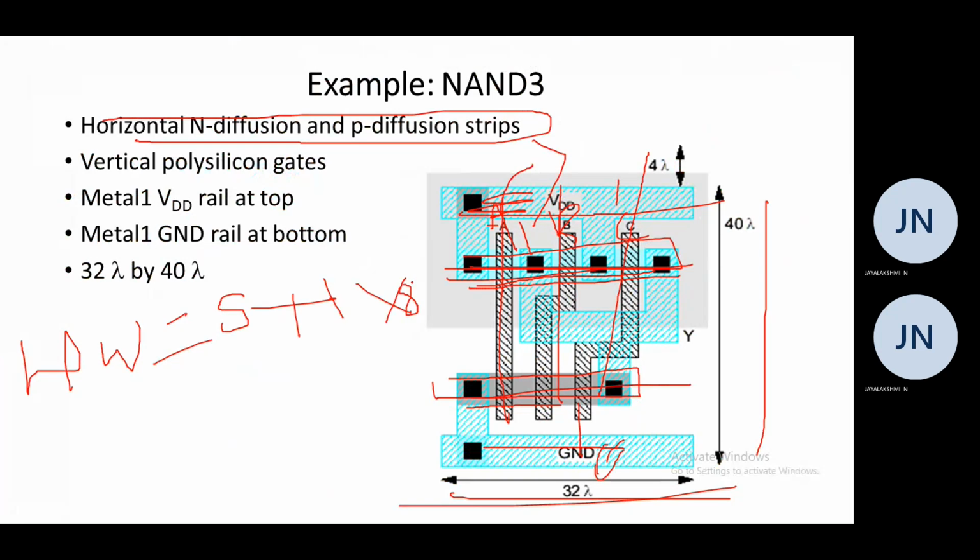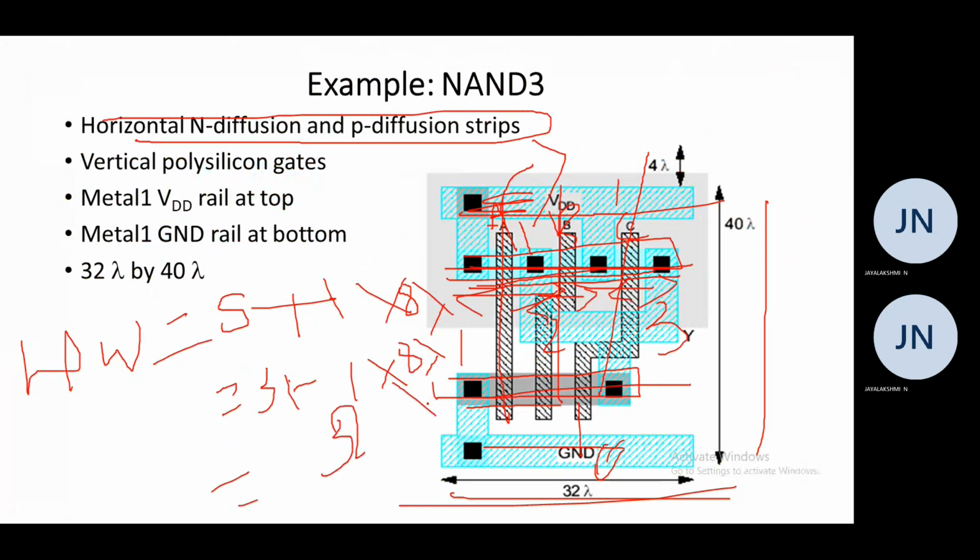So here, from one contact to this contact, one spacing. From this contact to this contact, second spacing. And from this contact to this contact, third spacing. So how many spacings are there? 3 spacings plus 1, times 8 lambda. So the horizontal width, 8 4s are 32 lambda.